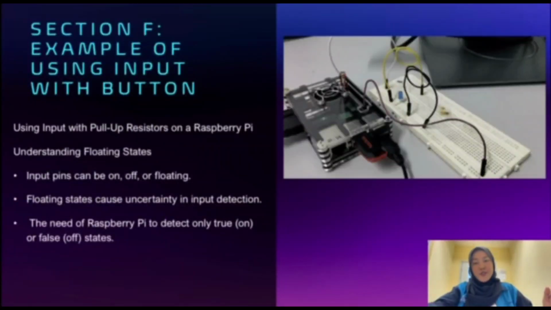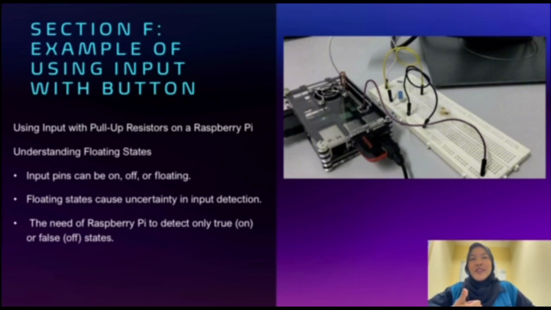So now I will continue on section F, which is an example of how to use the input. We will be using Python and understanding how to deal with the problem of the floating state using a pull-up resistor. But in our video, we are using a yellow jumper wire as our push button, not a real button.